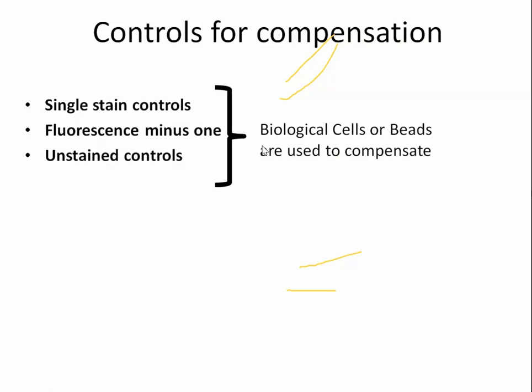But to do this, you basically need cells or beads. Beads are nothing but commercially available spherical particles which are equivalent to cells but not cells. These are used for doing all your quality control purposes because they have reproducible fluorescence and reproducible parameters. These are commercial, something like our internal controls. We can do compensation with either cells or beads.